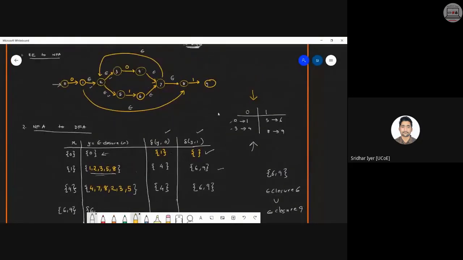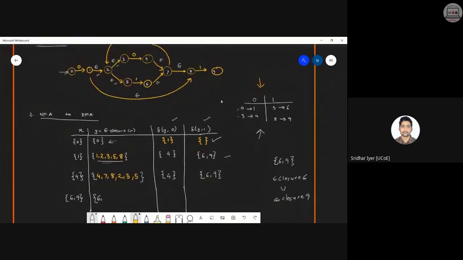Yeah, 6 is going to 7 with epsilon. Again, 7 has come, so you can consider the previous case also. So it is going to 7 to 8, 7 to 2, 2 to 3, and 2 to 5. This is all about 6.